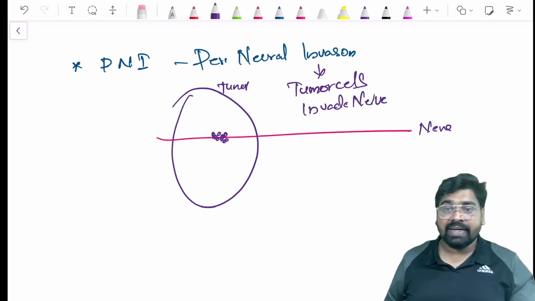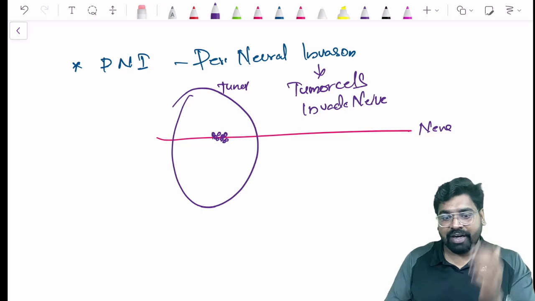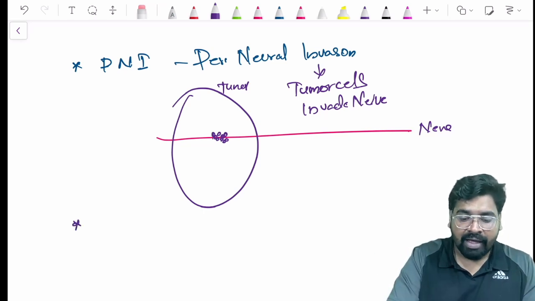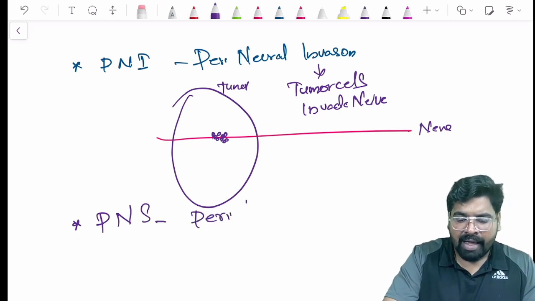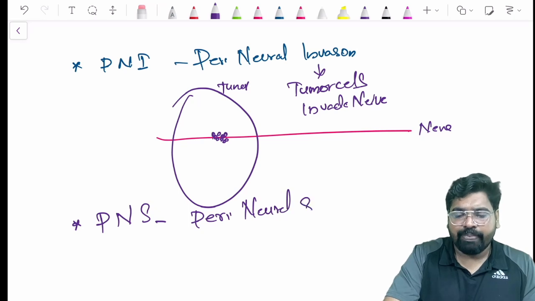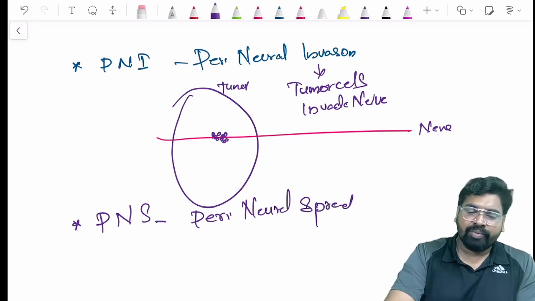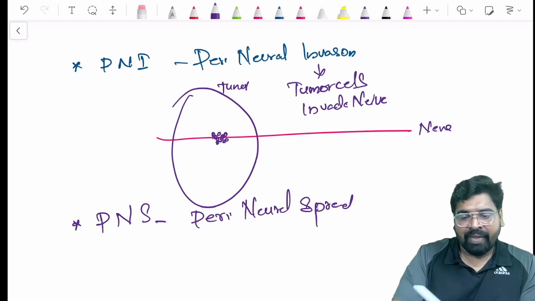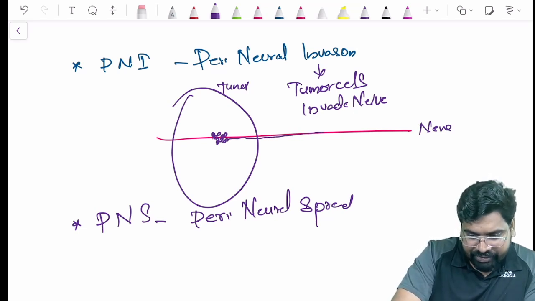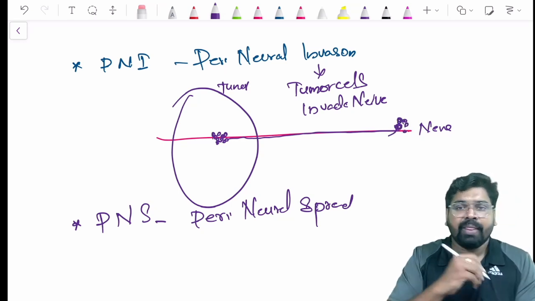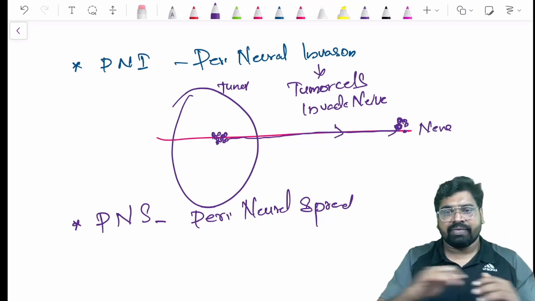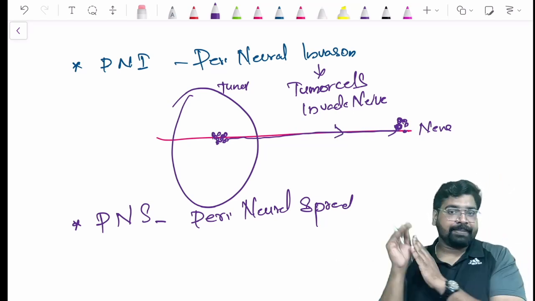Now there is another interesting phenomenon shown by adenoid cystic carcinoma, perineural spread. This term you may not have heard. Perineural spread means the tumor cell not only invades, it will travel through the nerve and make a new tumor elsewhere. It will travel through the nerve. That is called perineural spread.